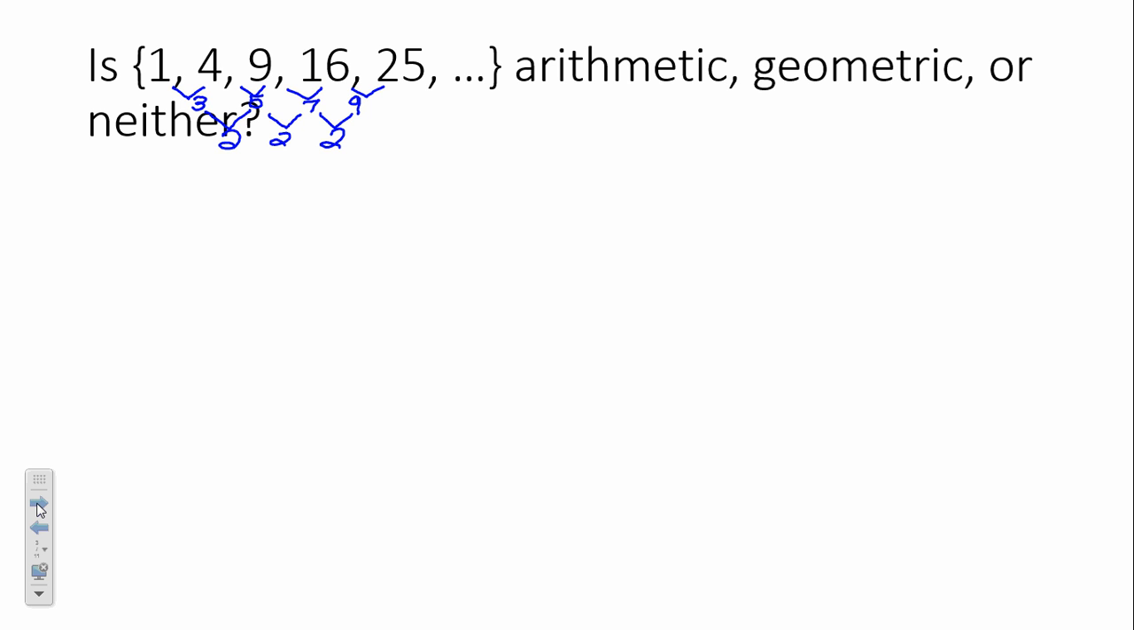Everybody kind of agree with that? Because aren't these powers? 1, 4, 9, 16, 25, are those squares? Okay, so what could our sequence be here? When n is 1, we get 1. When n is 2, we get 4. When n is 3, we get 9. What is it? N to the second power. 1 squared, 2 squared, 3 squared, 4 squared, right?